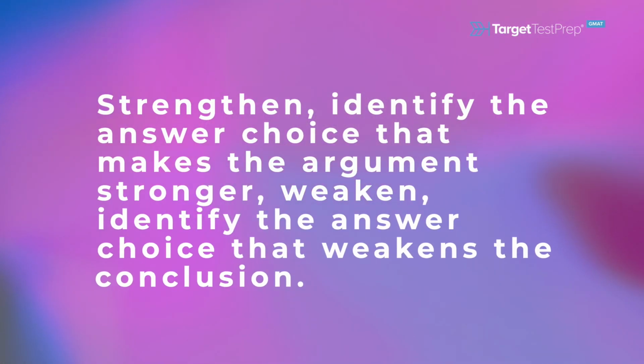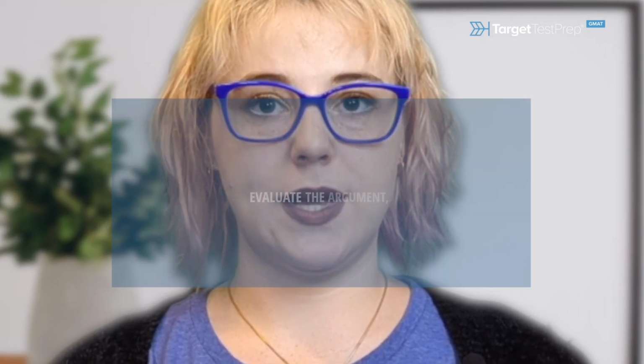Strengthen. Identify the answer choice that makes the argument stronger. Weaken. Identify the answer choice that weakens the conclusion. Find the assumption. Find an unstated belief of the author that their conclusion relies on. Evaluate the argument. Highlight information that would help you judge the argument's validity or assess if a proposed plan would work.